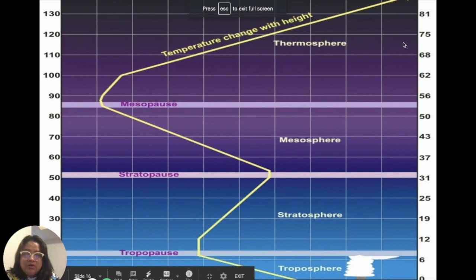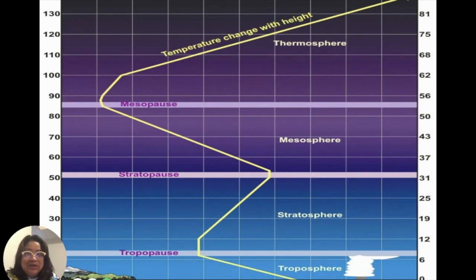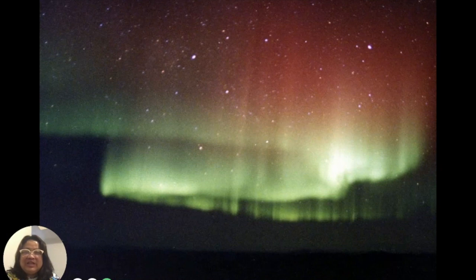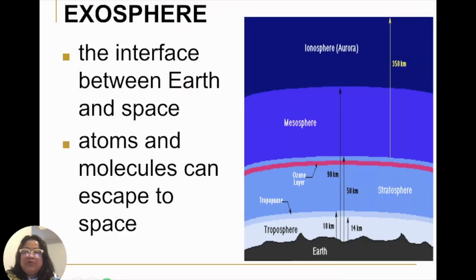Okay, so now are you excited to see one of the greatest things that you can see in the thermosphere? Let me show you the aurora borealis. So this is how the aurora borealis looks like. Later I'm going to show you a video. But before that, let us discuss first the exosphere.